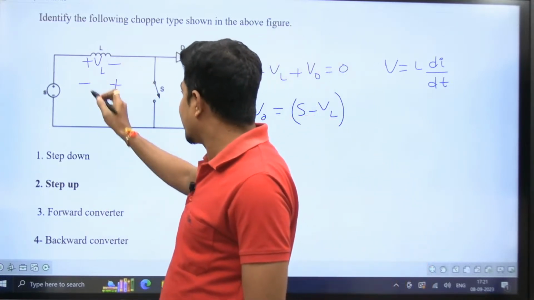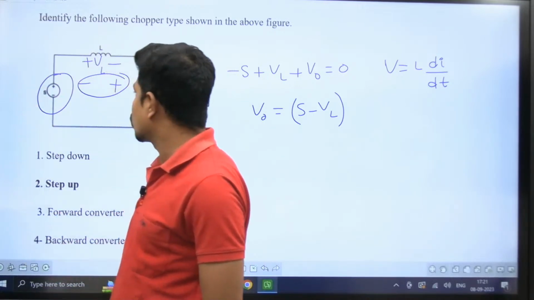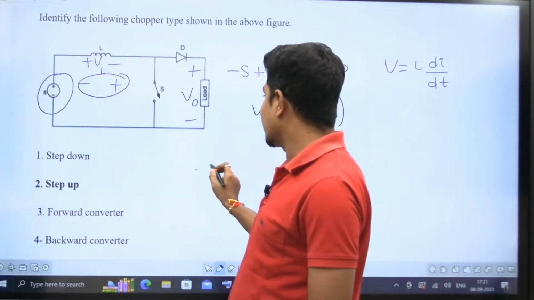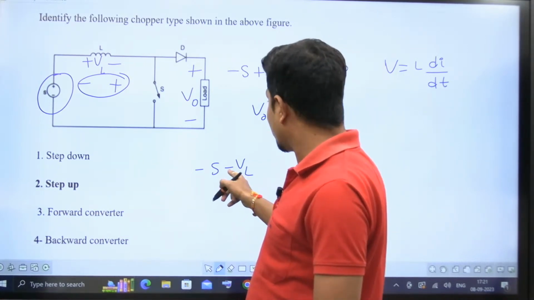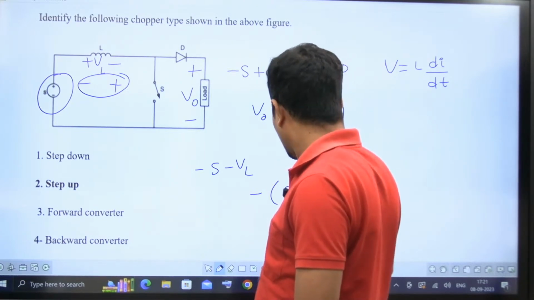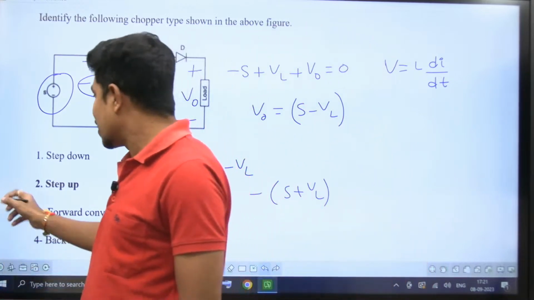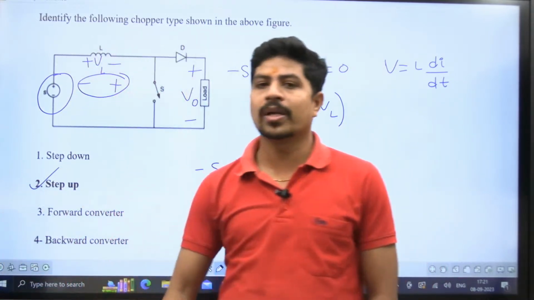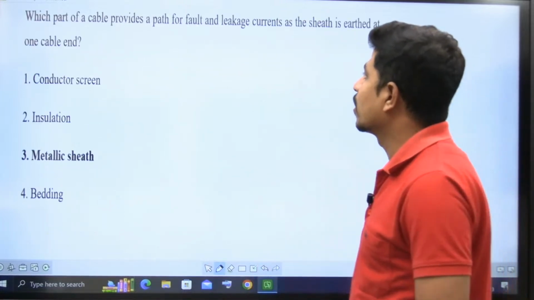Now this voltage is getting added to the source voltage. If you observe, minus Vs, it is going to be minus VL. Then the total voltage is going to be, if you take minus common, Vs plus VL. The voltage is getting added, the voltage is increasing. Therefore this particular chopper behaves as a step up chopper. It is going to increase the voltage, right? Let's go to the next question.